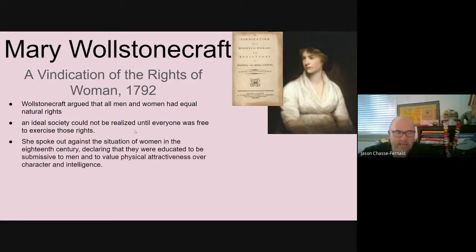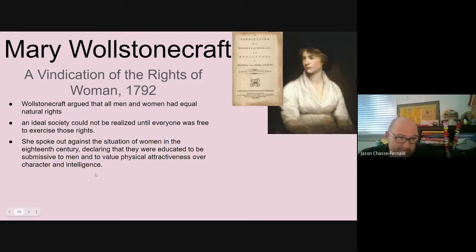She also spoke out against the situation of women in the 18th century, declaring that they were educated to be over-submissive to men and to value physical attractiveness over character and intelligence. Right, so what are we seeing here? We're seeing an actual rebuttal, right? So what is this a rebuttal of? It's a rebuttal of that piece that we just read a minute ago, right? So this is a rebuttal of Jean-Jacques Rousseau, right?